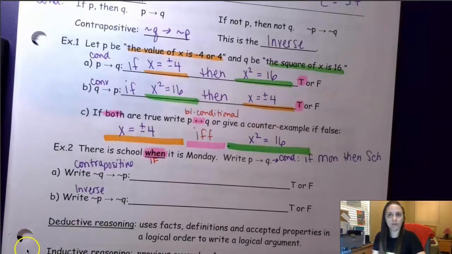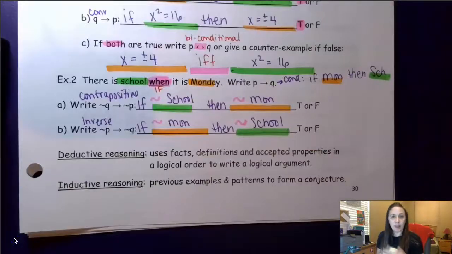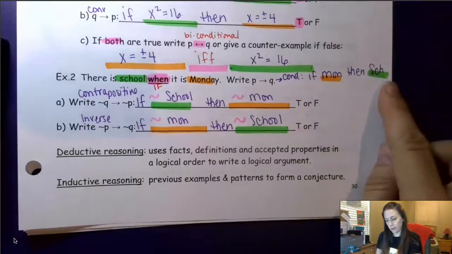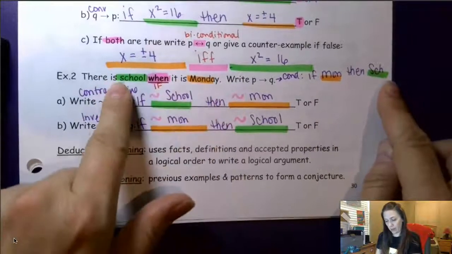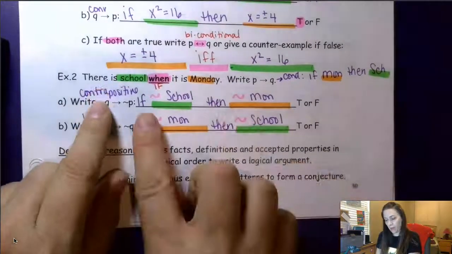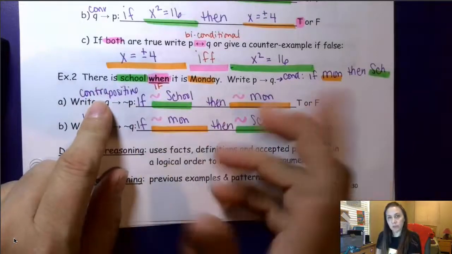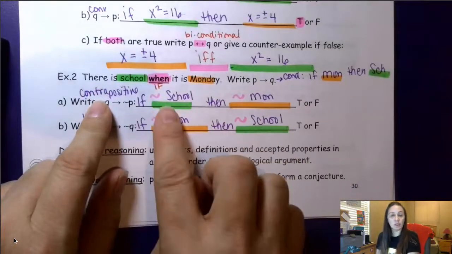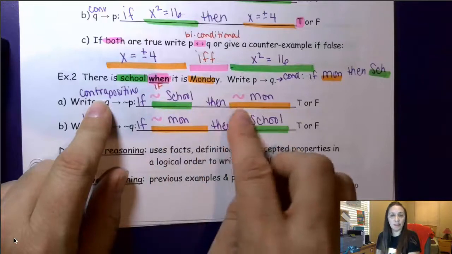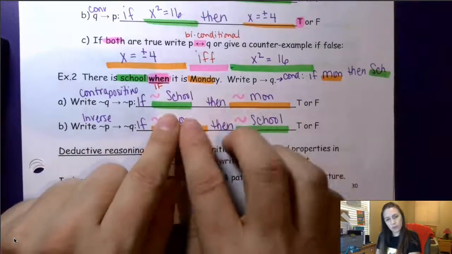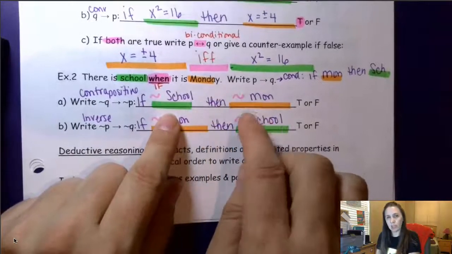So again, I highlighted the P's orange and the Q's green. I said if Monday, then school. When it's Monday, then we have school. Now, I also put the negation in as the little squiggles. So if there is no school, then it is not Monday. Well, if there's no school, does that mean it's not Monday?